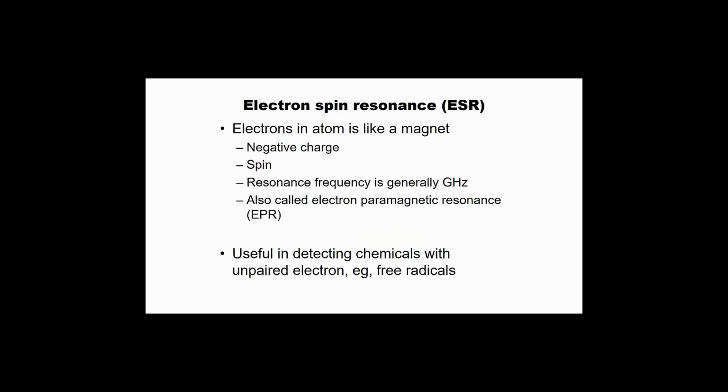If electrons are not paired, they also behave like a magnet with a spinning effect. Then, a similar type of energy absorption is possible in a magnetic field. The energy level is in the gigahertz range, which is much higher than NMR. And this ESR, electron spin resonance technique, is very useful to check whether the molecule has a radical in it.